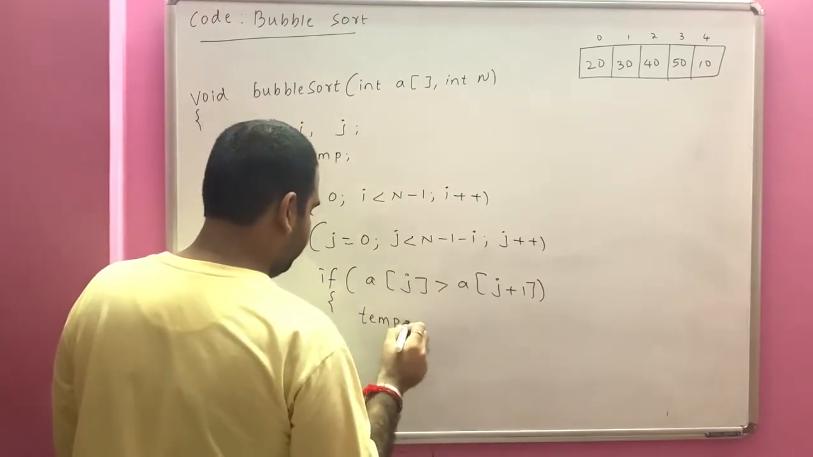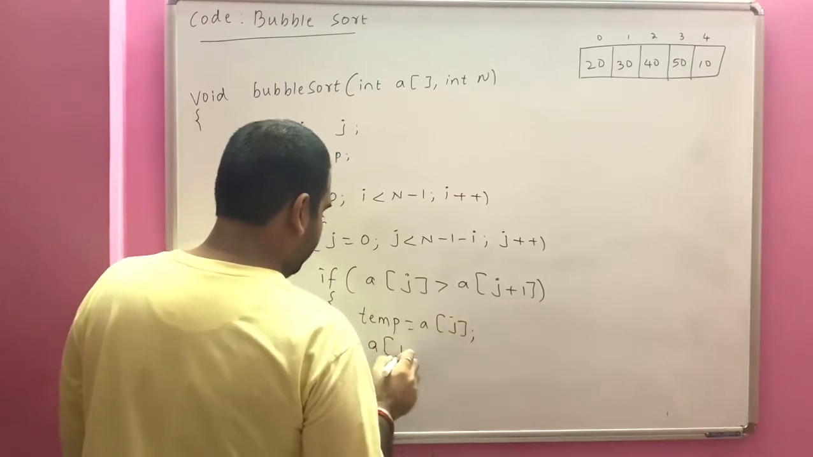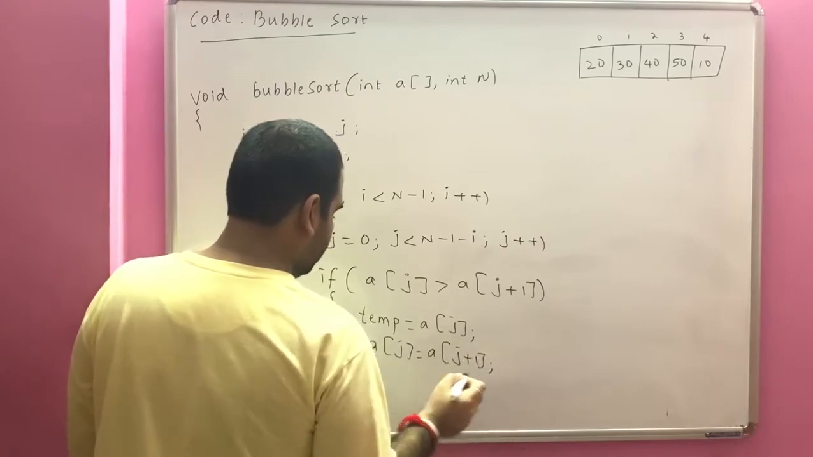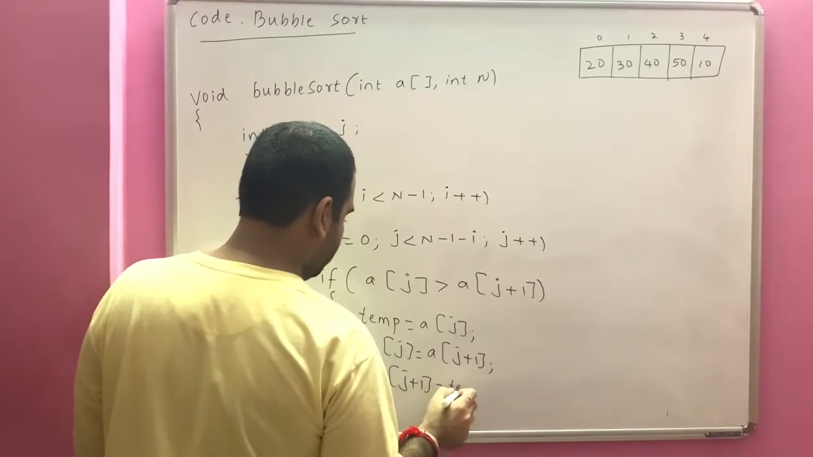And how do we swap? Temp is equal to a of j, a of j is equal to a of j plus 1, and a of j plus 1 is equal to temp.